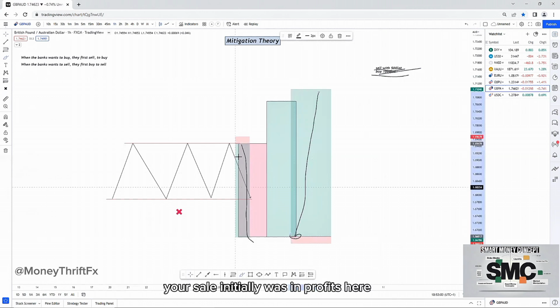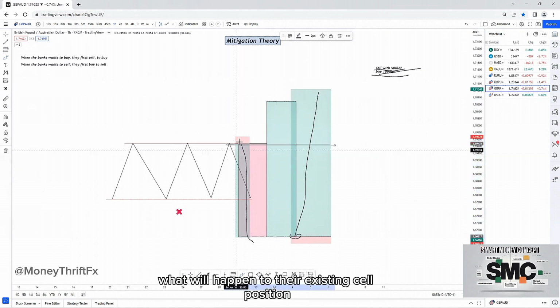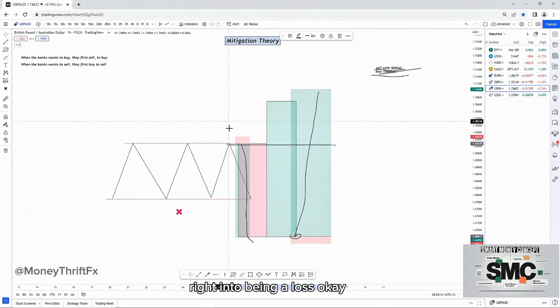So what will happen? Their sell initially was in profit here. And now they started buying, their buyer will be in profit. Once price crosses below where they entered from, what will happen to their existing sell position? Right, it will be in a loss. Okay, so their sell will now be in a loss.